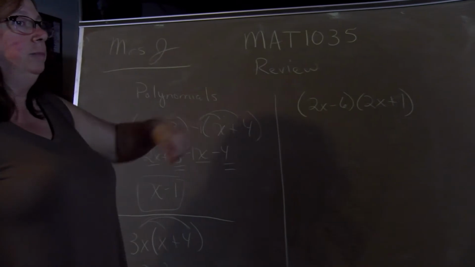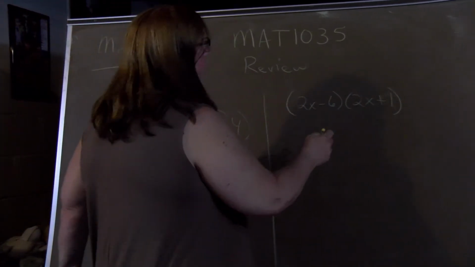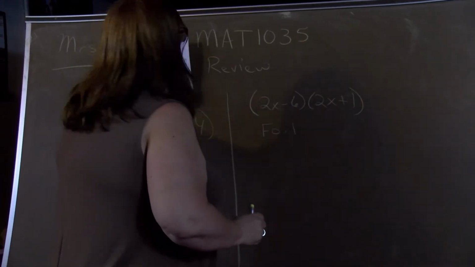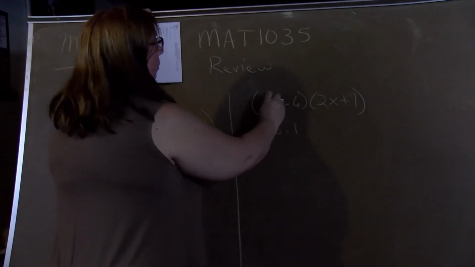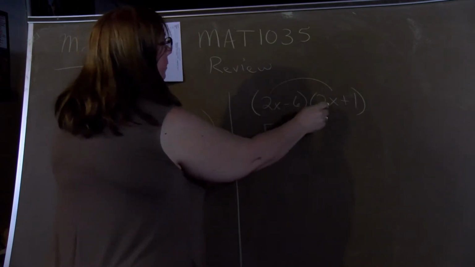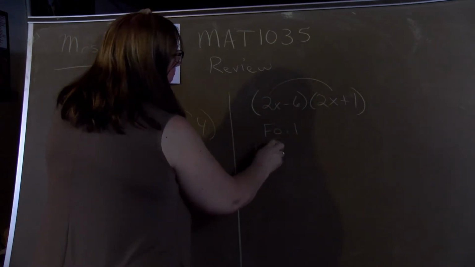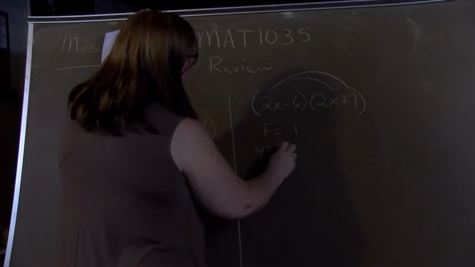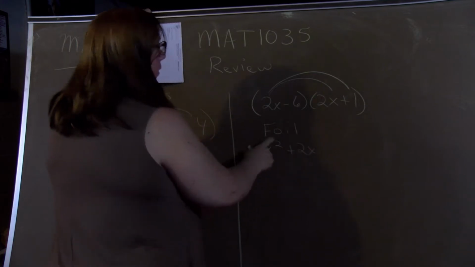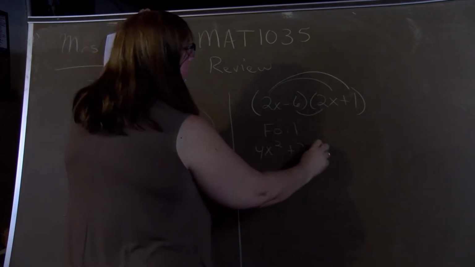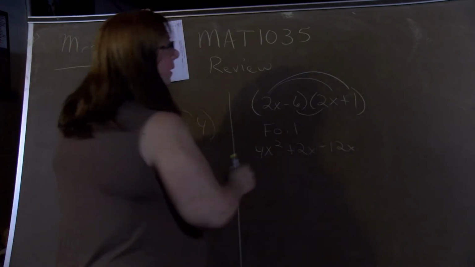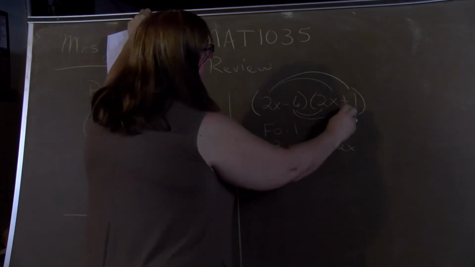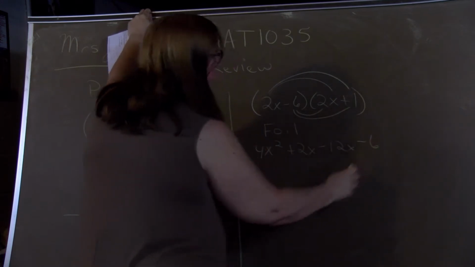If we have a binomial times a binomial, you can do what we call FOIL. When you're FOILing, you multiply the first two, 2x times 2x, 4x squared. Then O is for the outside. 2x times 1 is 2x. I is for the inside. -6 times 2x is a -12x, and L is for the last two. -6 times 1 is a -6.